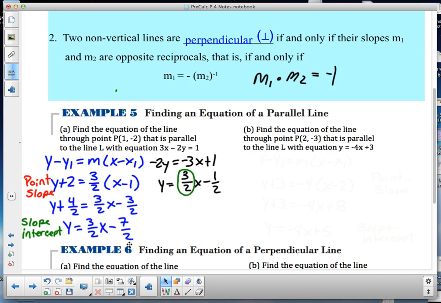Now, your turn. You guys get B done doing the same thing using that equation. Just turn it off and then try it and then turn it back on.